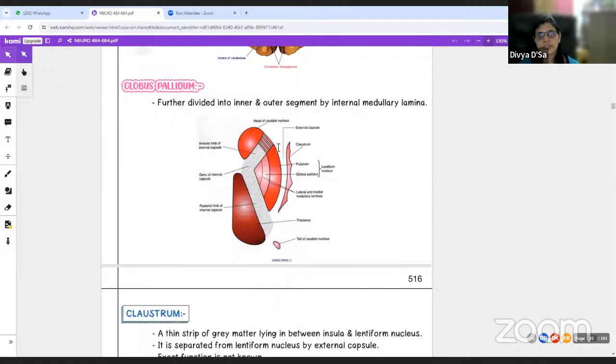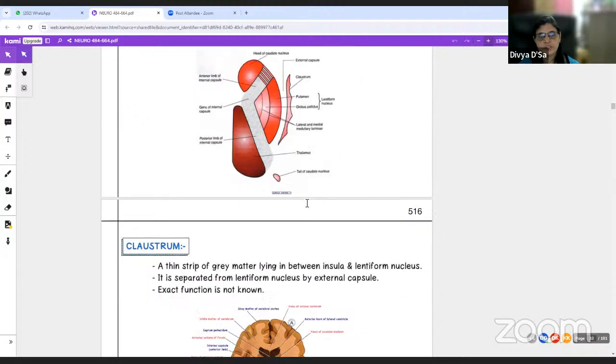Next is the claustrum. This is the claustrum outside here. So the claustrum is a thin strip of gray matter lying between the insula and the lentiform nucleus.